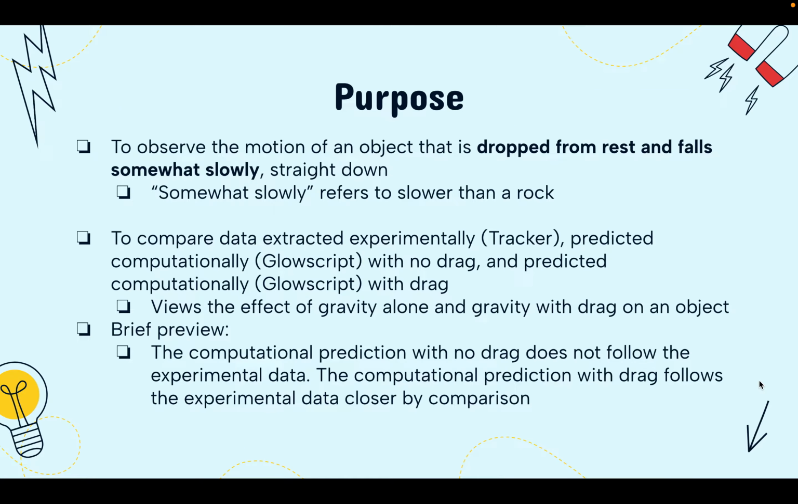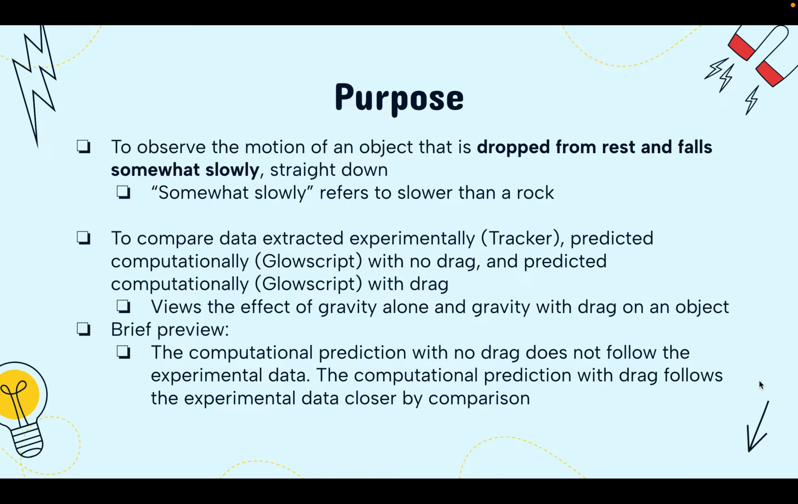The purpose of this experiment is to observe the motion of an object that is dropped from rest and falls somewhat slowly straight down. Somewhat slowly just refers to slower than a rock, so the mass of the object chosen will be smaller than a rock. This will also compare data extracted experimentally, predicted computationally with no drag, and predicted computationally with drag. The experimental side comes from Tracker, and both computational sides come from GlowScript. So this will view the effect of gravity alone and gravity with drag on an object.